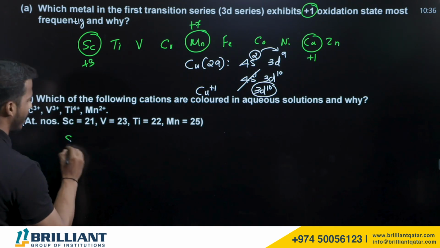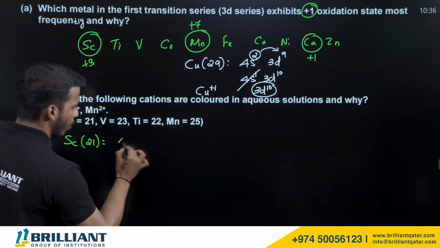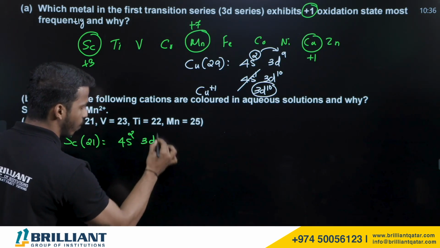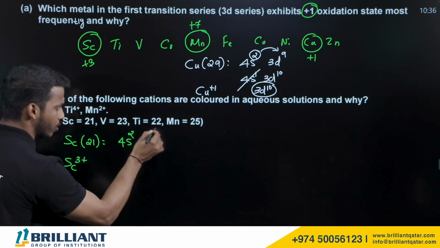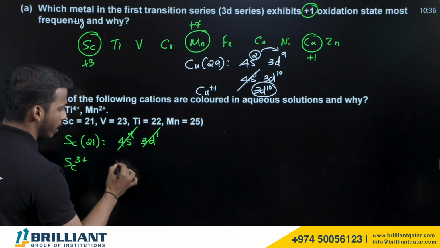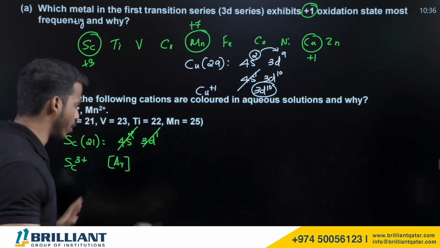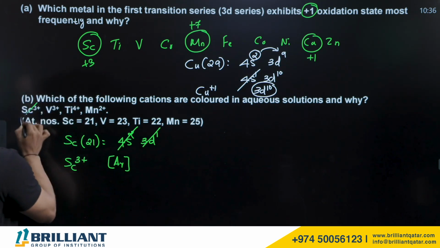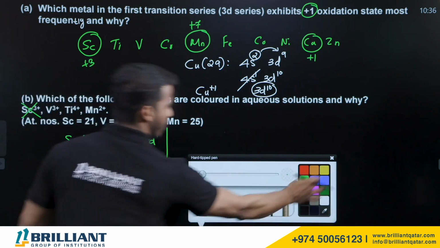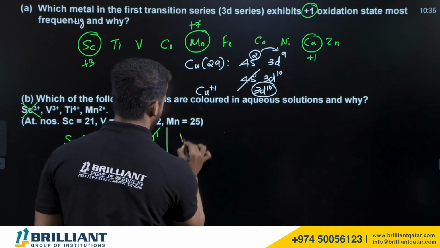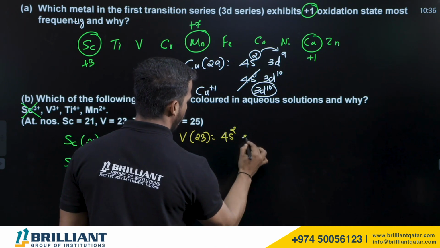Let's see. Scandium 3+ is the question. Scandium atomic number is 21. Configuration is 4s2 3d1. Scandium 3+ means it has to lose the outermost 3 electrons. So it will get an argon configuration, 18 electrons. Does it have any unpaired electron? No. So it cannot show color. So scandium 3+ cannot show color because it does not have unpaired electrons. The second question is vanadium 3+. Dear student, vanadium atomic number is 23. Its configuration is 4s2 3d3.